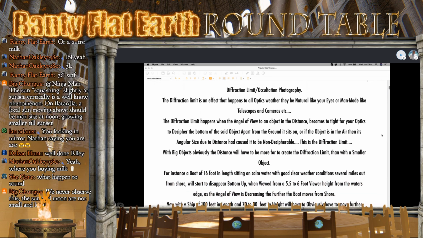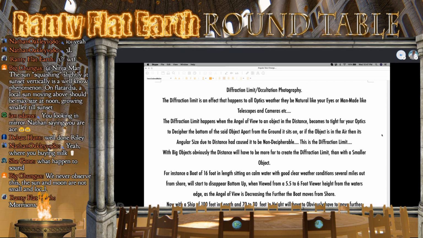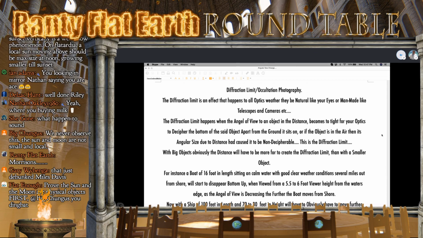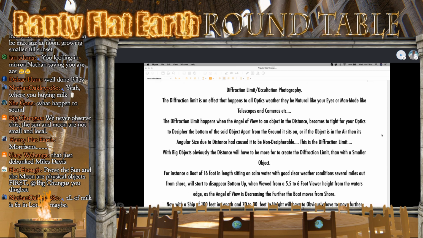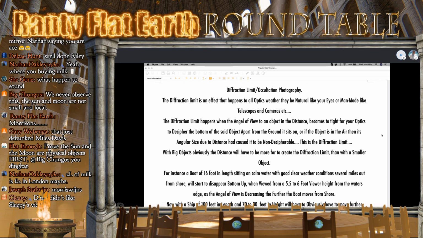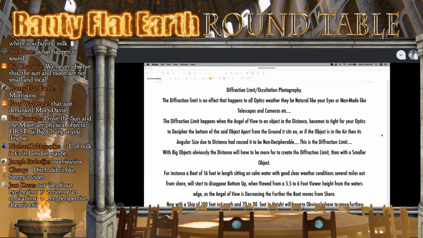Diffraction limit / occultation photography. The diffraction limit is an effect that happens to all optics, whether they be natural like your eyes or man-made like telescopes and cameras, etc. The diffraction limit happens when the angle of view to an object in the distance becomes too tight for your optics to decipher the bottom of the said object apart from the ground it sits on. Or if the object is in the air, then its angular size due to distance has caused it to be non-decipherable. This is the diffraction limit.